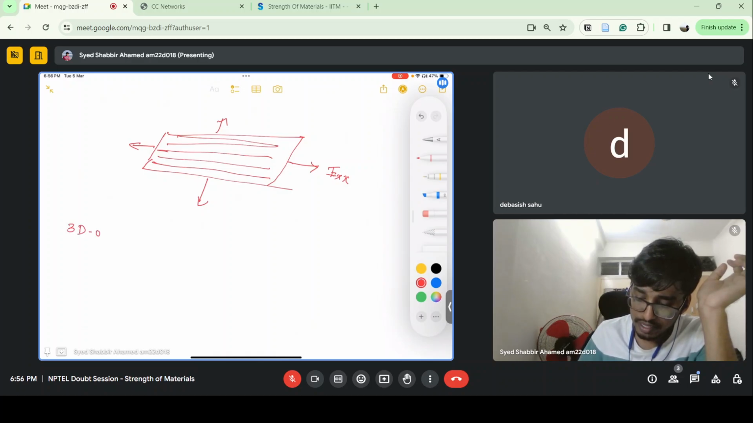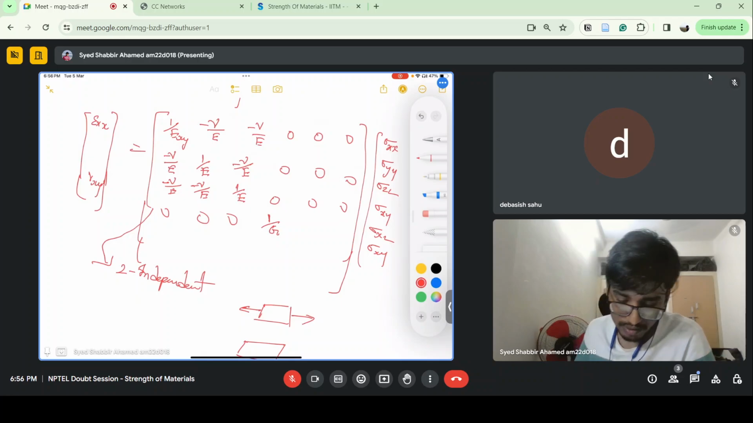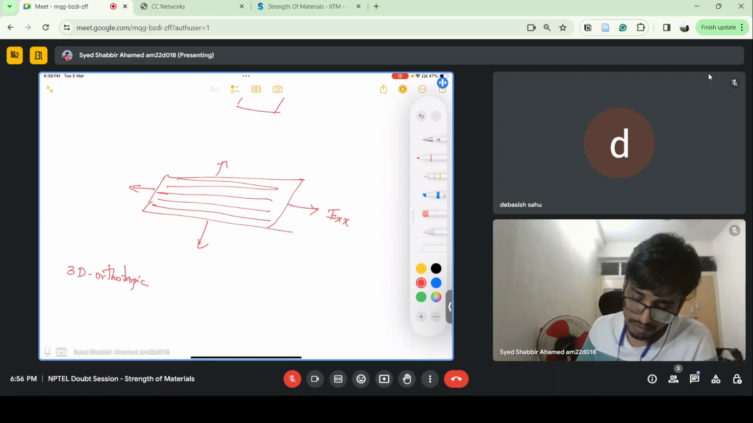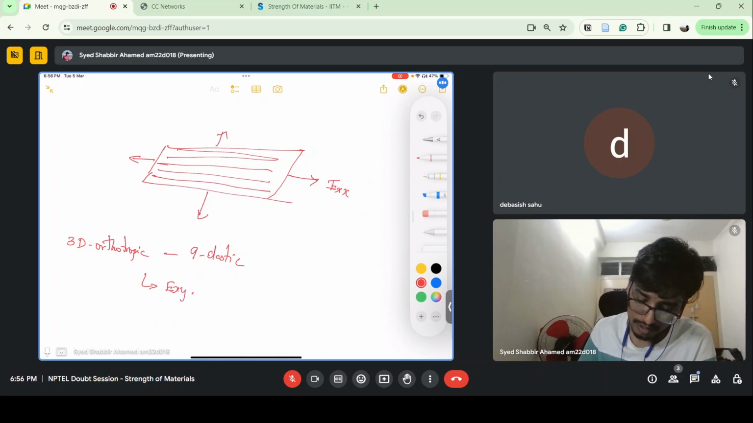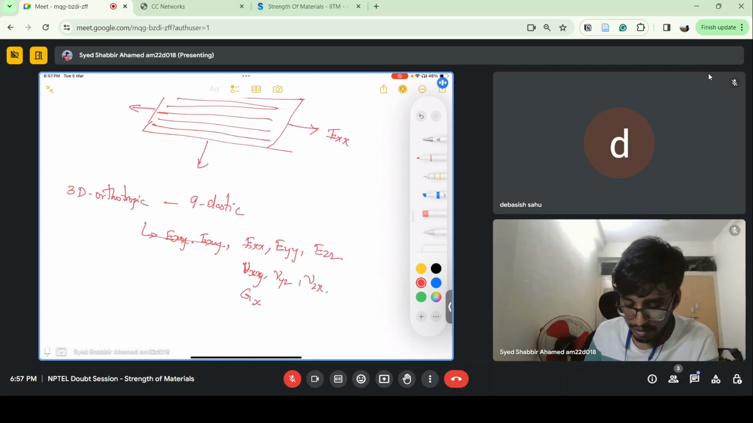For a 3D orthotropic material, there will be 9 elastic constants. So we have Young's modulus Exx, Young's modulus in the yy direction, Young's modulus in the zz direction, and you have Poisson's ratios in xy, yz, zx, and you have different shear moduli also.